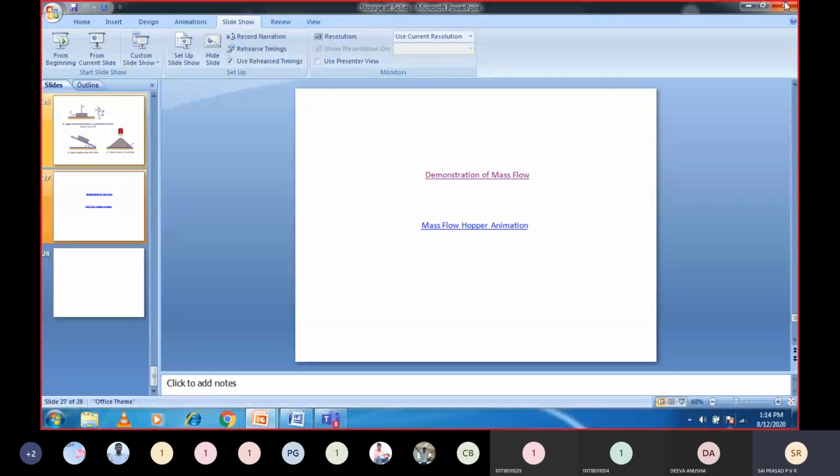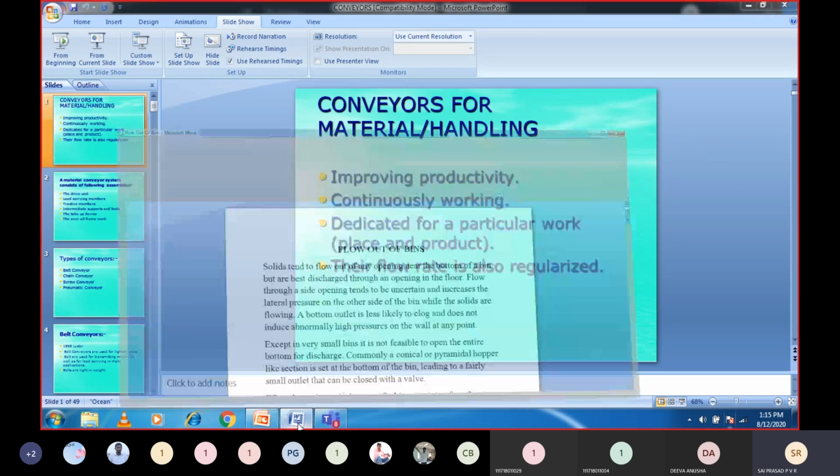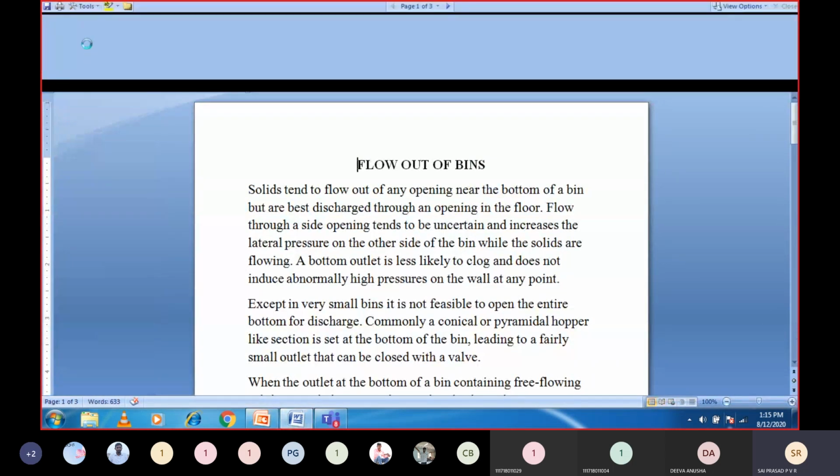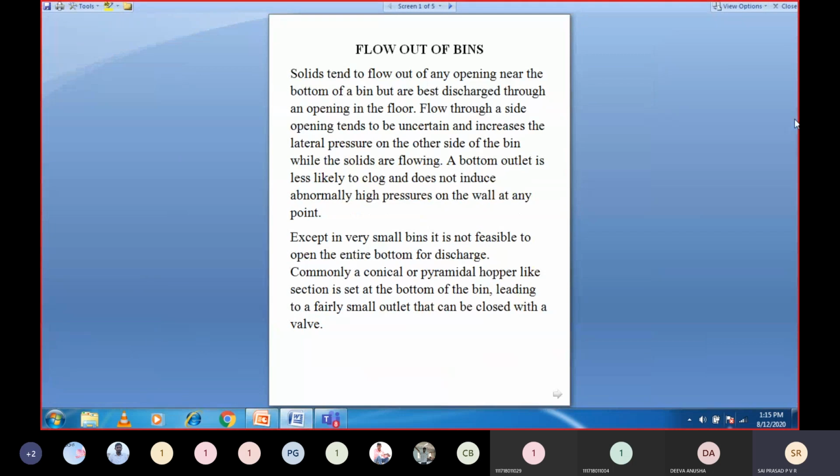So this is about this slide, and then we'll go for the next concept, that is mass flow of bins. Flow out of bins is what we are supposed to see today. Solids tend to flow out of any opening near the bottom of the bin, but are best discharged through an opening in the floor.